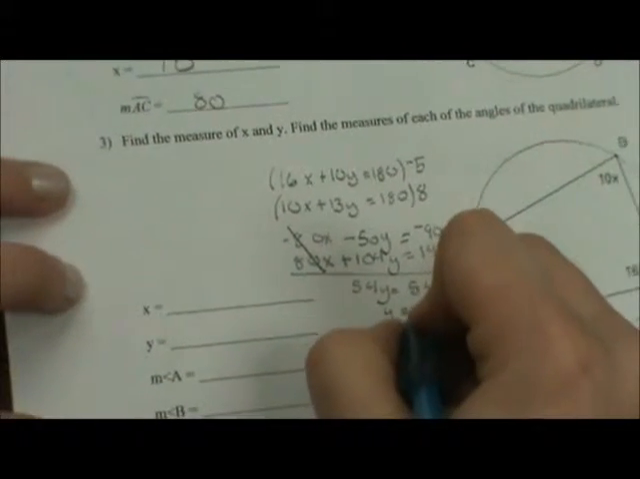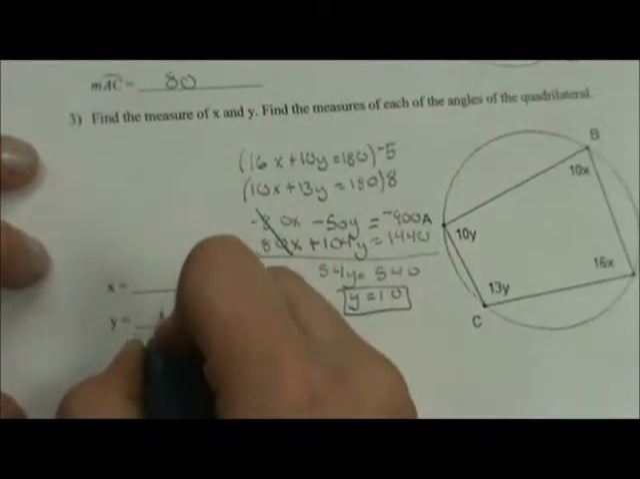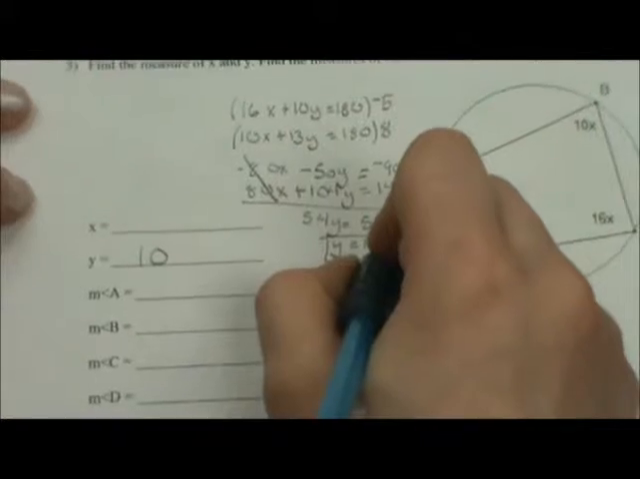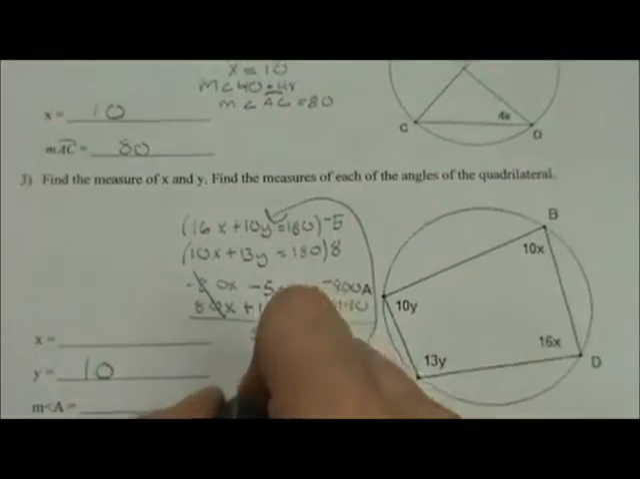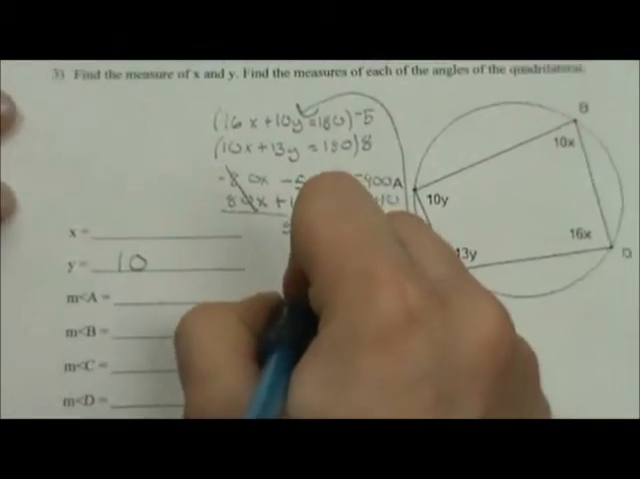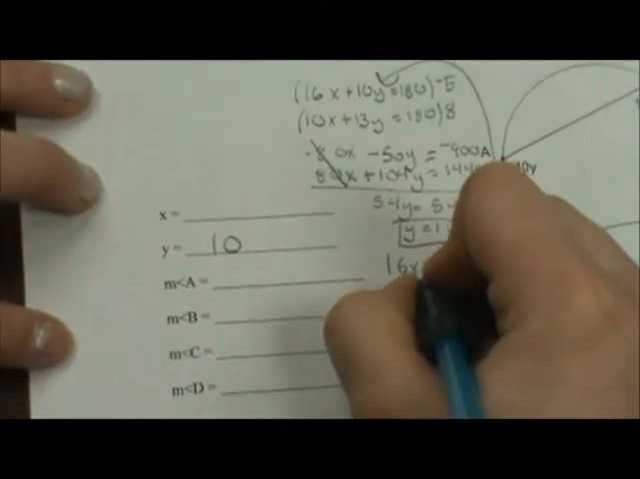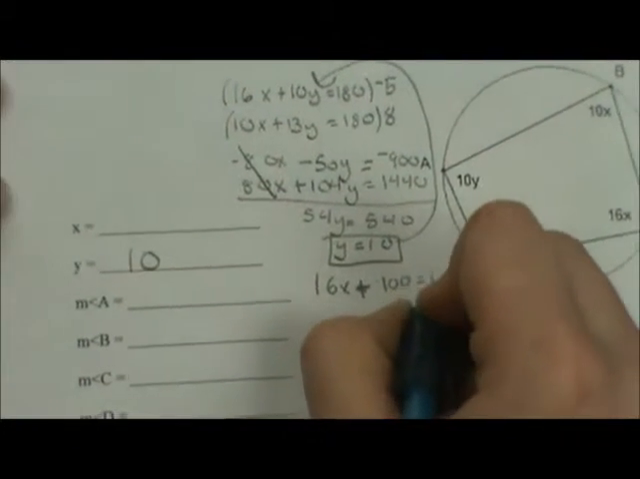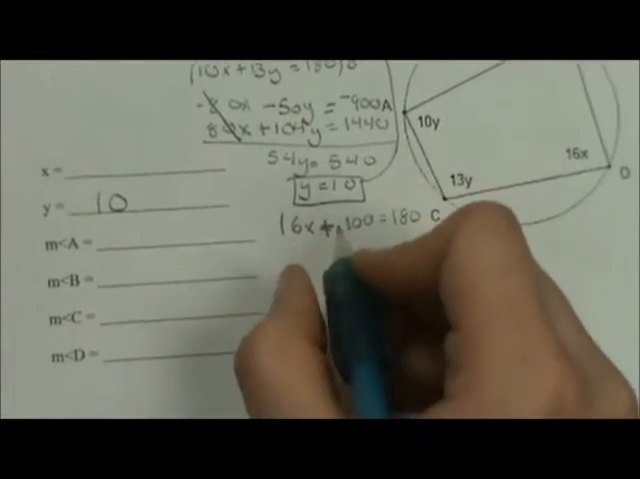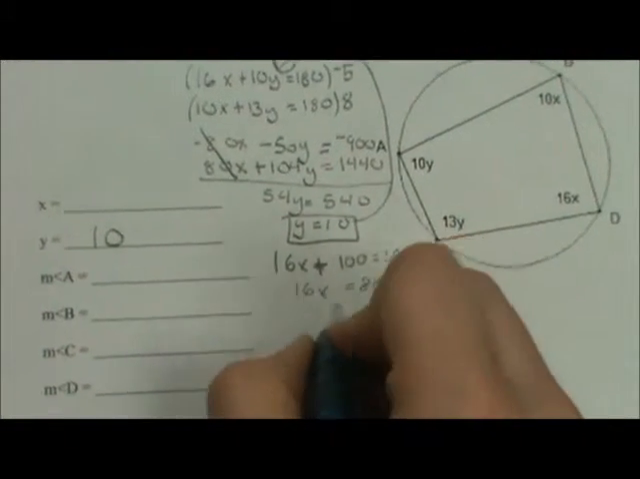So y equals 10. And then to find x, you just plug y back in. I plugged it into the first equation. So it's 16x plus 10 times 10 equals 180, which would be 16x plus 100 equals 180. And then simplifying, you get 16x equals 80, and then simplifying even more, you get x equal to 5.